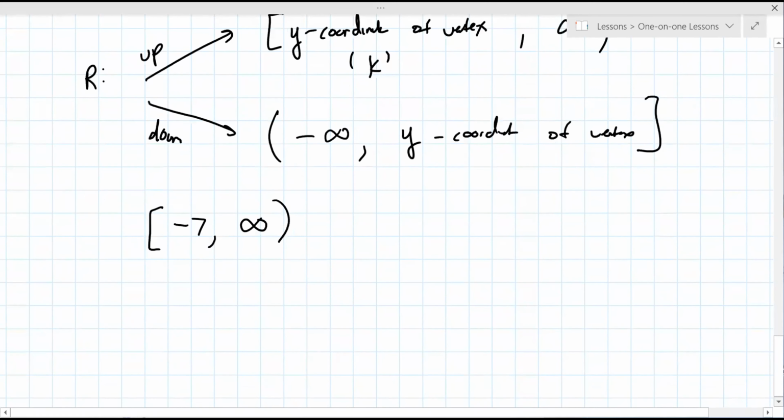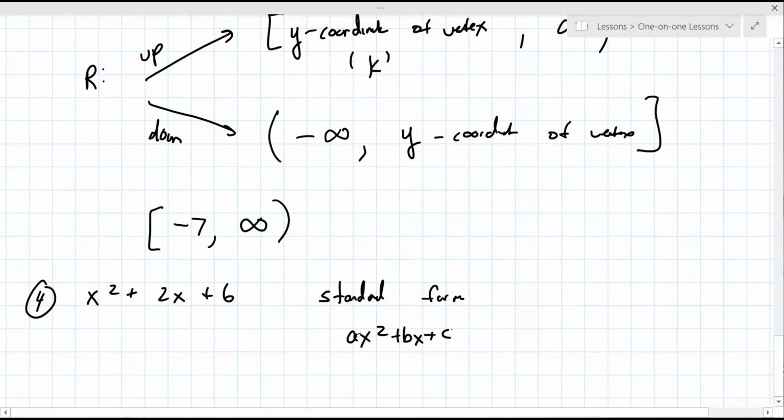So everything I just said applies to number 4. Number 4 says x squared plus 2x plus 6. This is in standard form, and what I mean by that is ax squared plus bx plus c. A is the number in front of x squared, so a equals 1, b equals 2, and c equals 6.